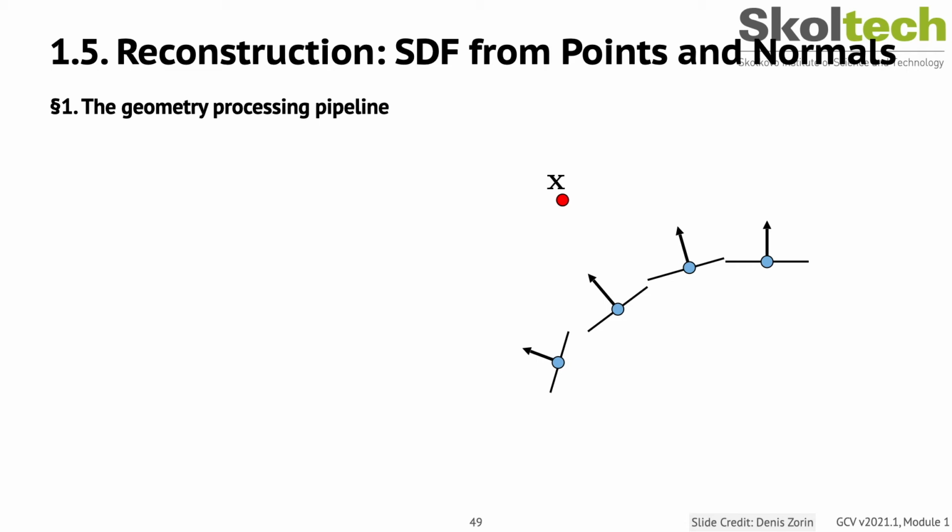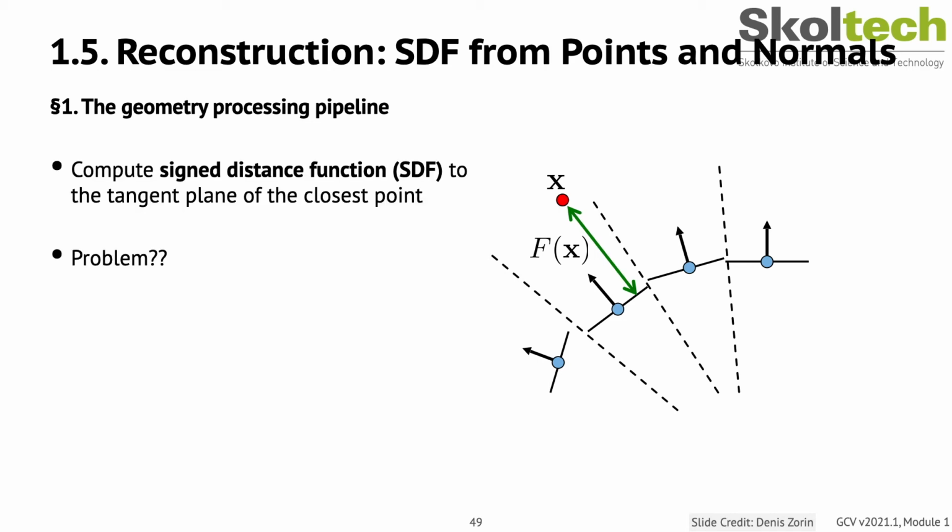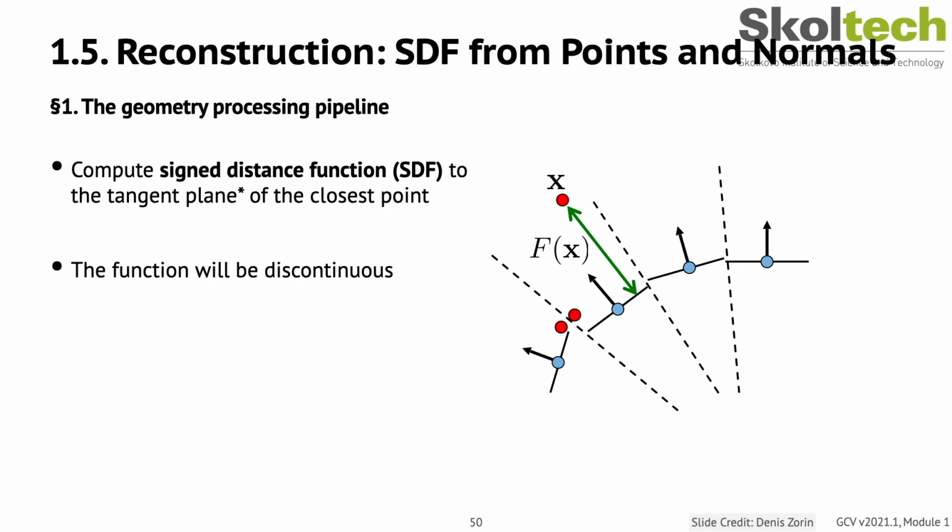Consider a point x in the vicinity of the surface. Our goal will be to estimate f of x, the distance to the surface. So we will have to compute a signed distance function to the tangent plane of the closest point. This function will be discontinuous at certain points. The discontinuities result from the implicit partitioning of space into regions within which a single tangent plane is used to define the signed distance function.